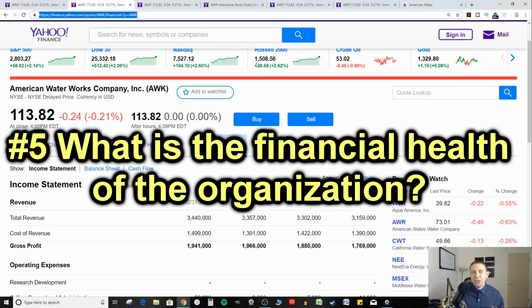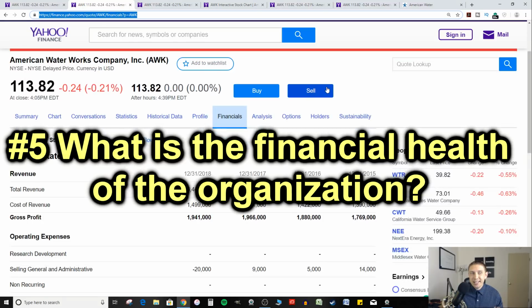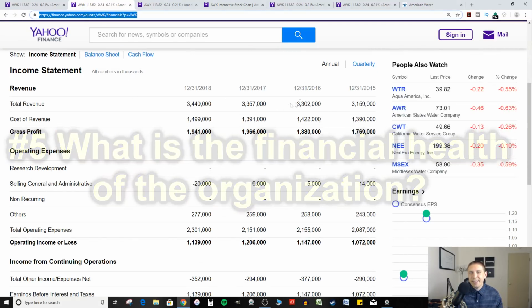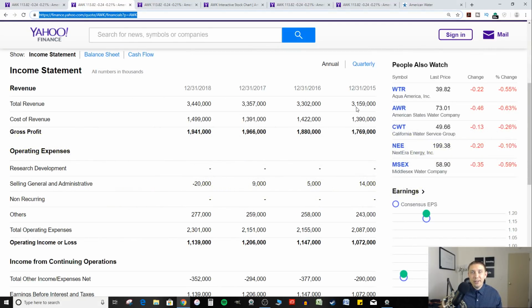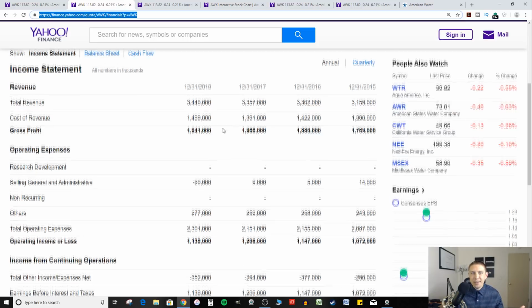The next thing I like to look at when I'm doing a quick investment analysis is this company's financials. I'm not going to go into great detail on this, but some of the things I might look at is, how's their top line revenue doing? Are they continuing to grow their top line revenue, their gross profits? This company is. It's a very healthy business at this point.